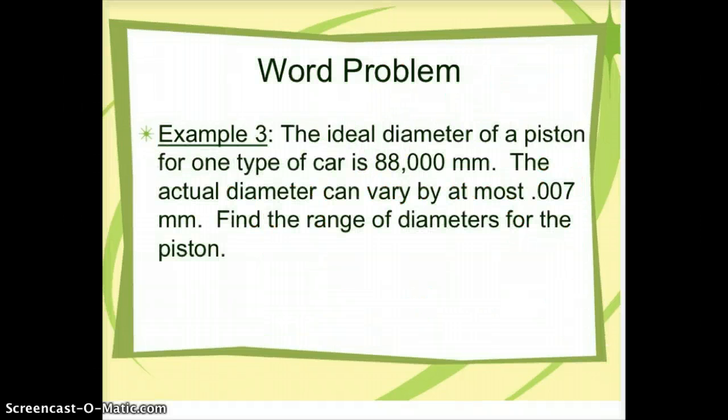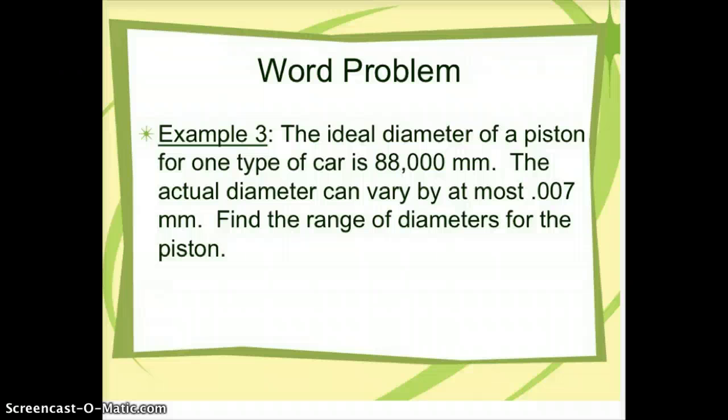All right, let's try a word problem. Yay, word problem. It says the ideal diameter of a piston for one type of car is 88,000 millimeters. The actual diameter can vary by at most 0.007 millimeters. I want you to find the range of diameters for the piston.